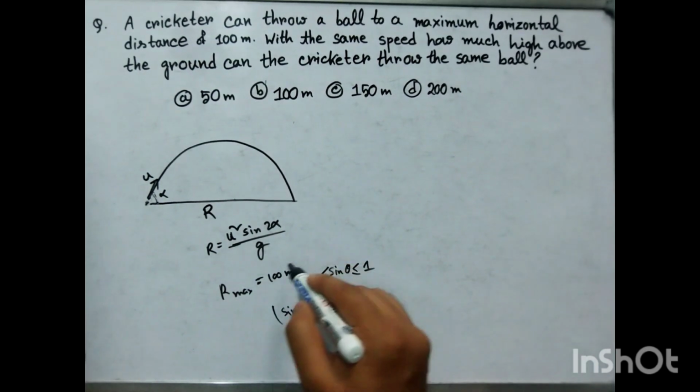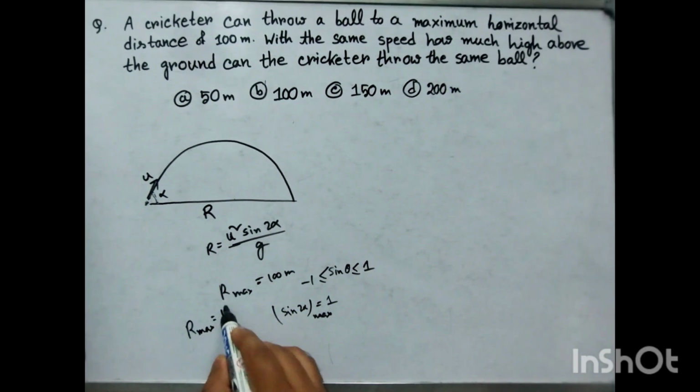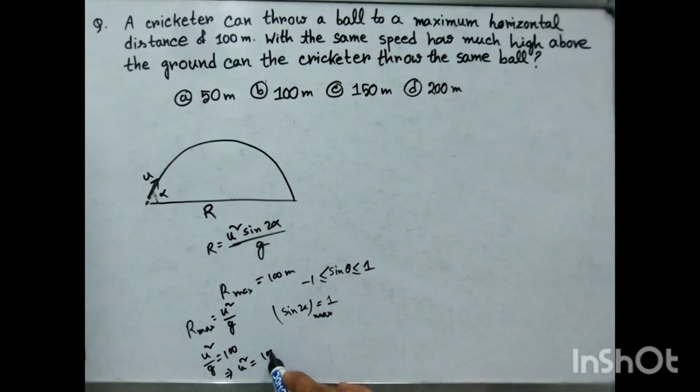So R max will be u square by g. So u square by g will be 100. That means u square will be 100 into g.